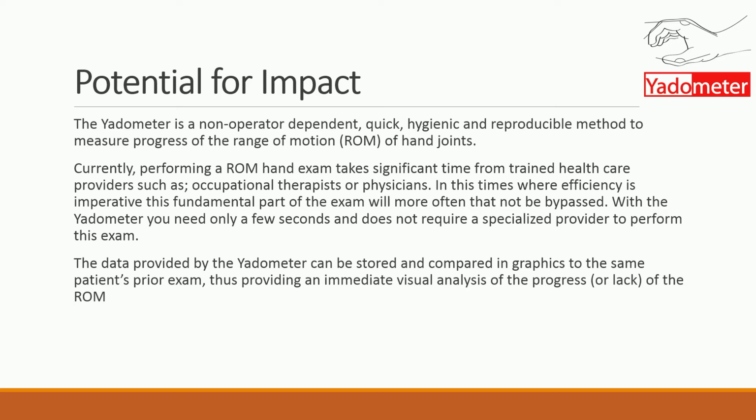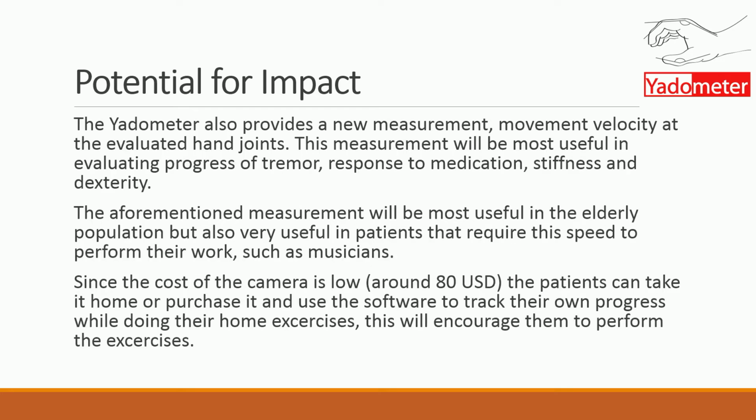You do not require a specialized provider to perform the exam. The data will be stored and compared in graphics, so it provides an immediate visual analysis of the progress or lack thereof of the range of motion. Not only that, this software also provides a new measurement which is not used routinely in clinical practice, which is the velocity of the movement at the hand joints.